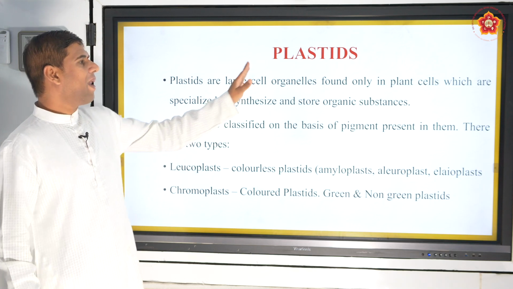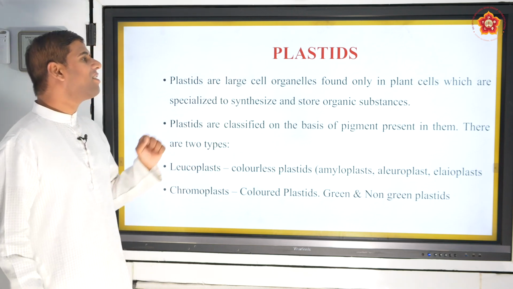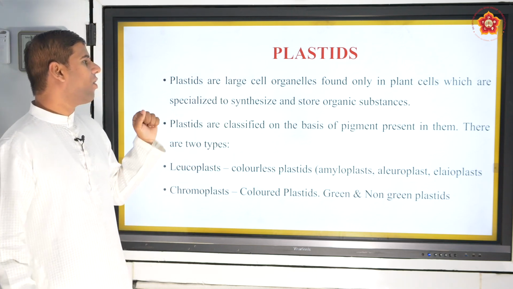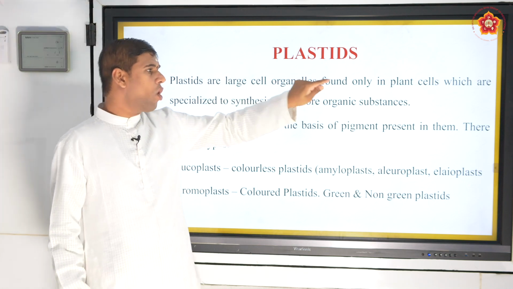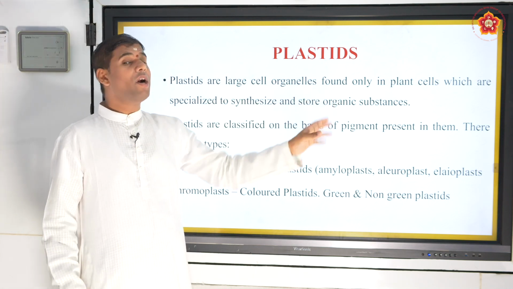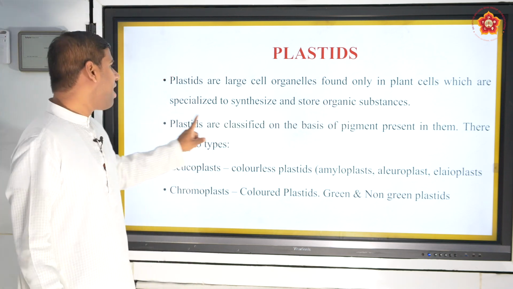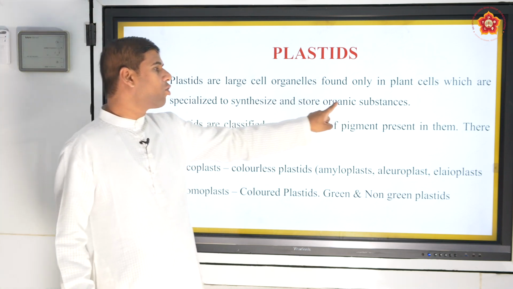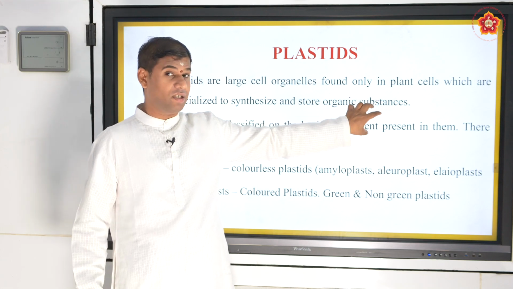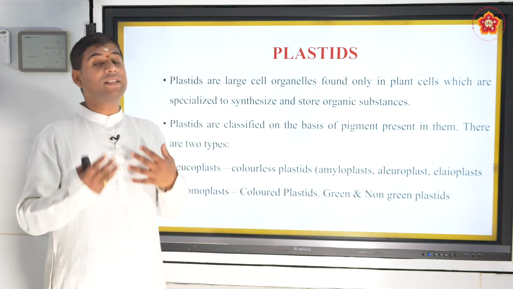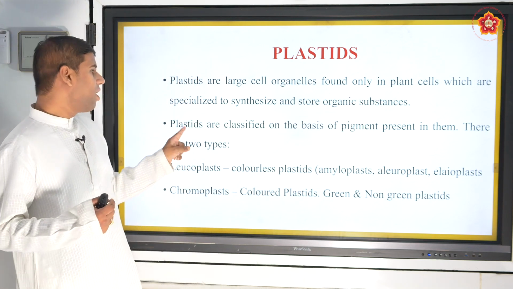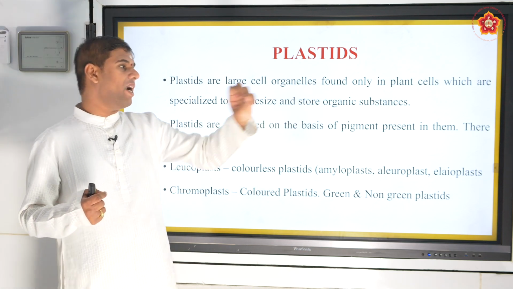Let's go on. Plastids. Plastids are mainly found only in plant cells, not in animal cells. They are found in plant cells, which are specialized to synthesize and store these organic substances. They are classified on the basis of pigment.